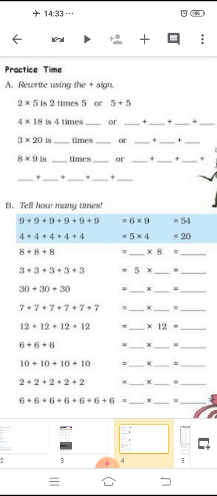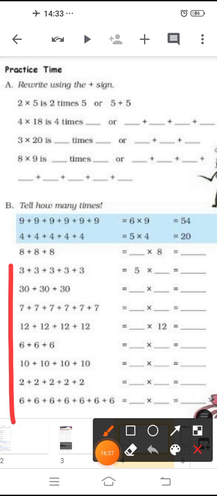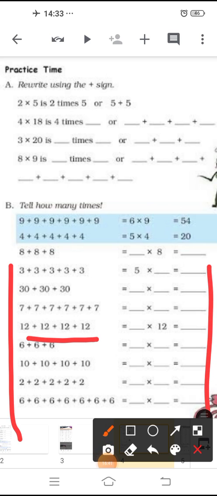Now the rest of the questions you will do on your own. Understood? Only this part I am telling you once. This I have done. Same. Now this part also I am telling you. This part and this part are the same.